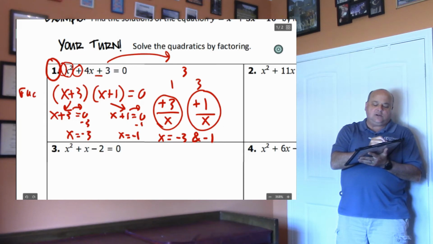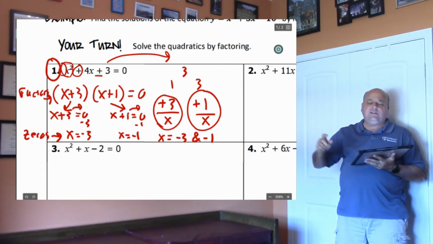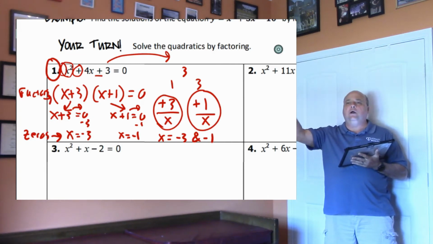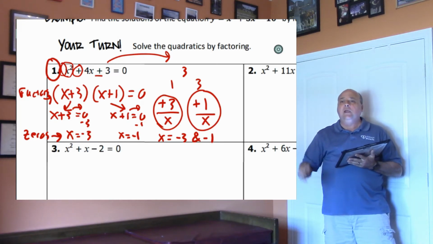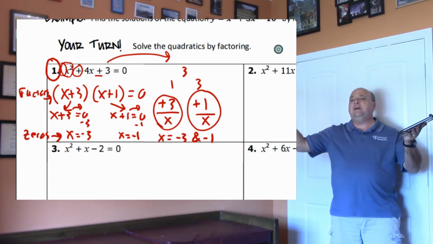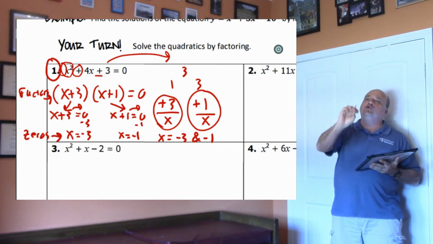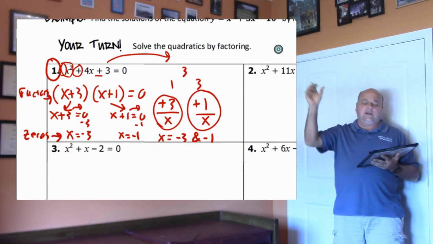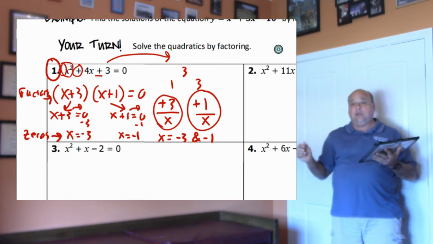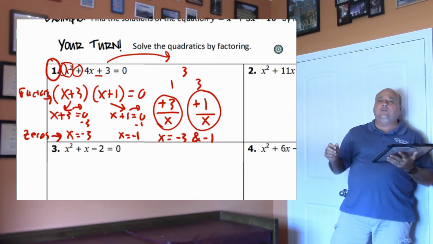These are your factors, and these are your zeros. So notice the factors are plus 3 and plus 1, right? It's completely opposite of the zeros. If your factors are, say, x plus 5 and x minus 2, your zeros will be negative 5 and positive 2. So your factors and zeros are going to have opposite signs. It's another easy way to do this.